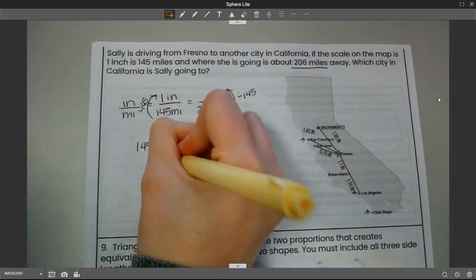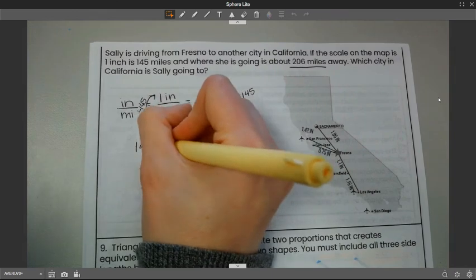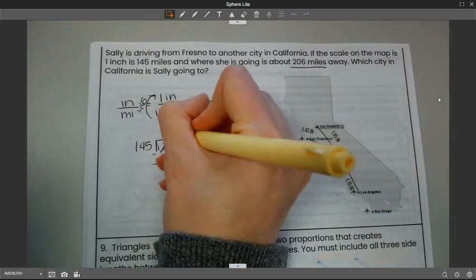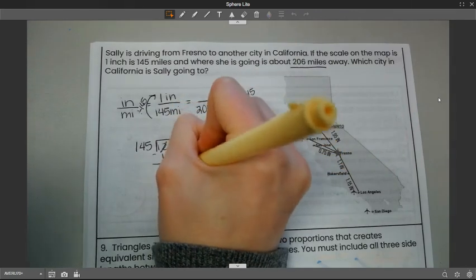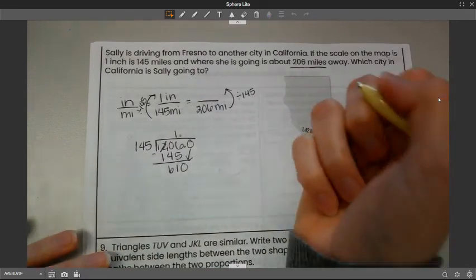I get 145. Subtract: 6 minus 5 is 1. I can't take 4 away from 0, so this becomes a 10. 10 minus 4 is 6. I'm going to add a decimal point, and a 0 to bring down. So now I need to know how many times 145 will go into 610.